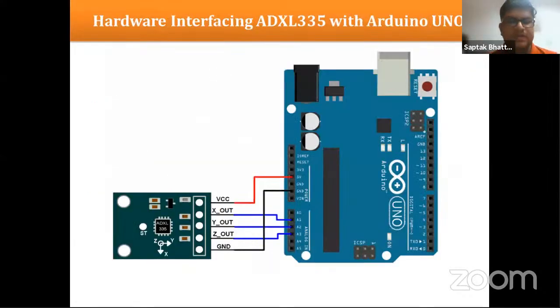And here, this is how we are connecting the sensor to the Arduino Uno. This is the Arduino Uno, and this is the sensor. The VCC pin is connected to +5 volt. The ground pin is connected to the ground pin, and X out, Y out, and Z out are connected to A1, A2, and A3 pins of Arduino Uno. Or if we like, we can also connect them at A0, A1, and A2.